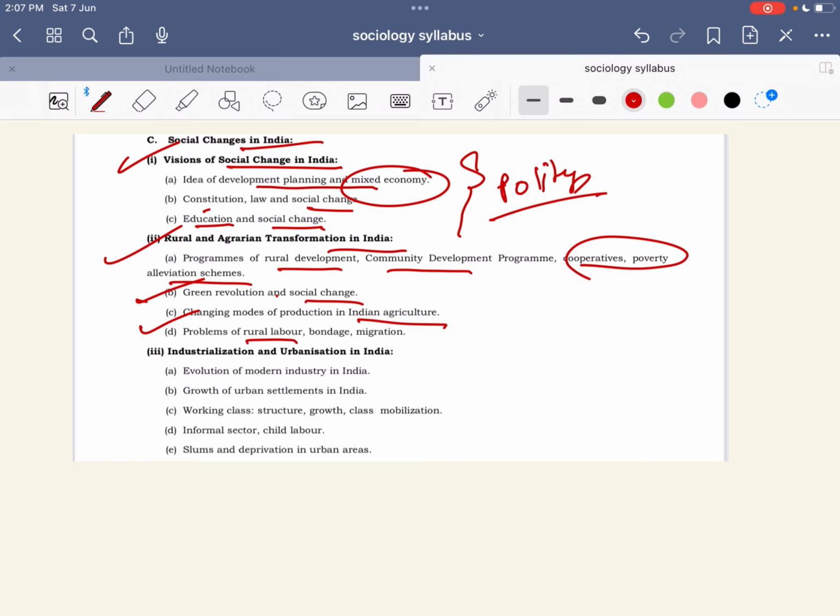Now whenever you are reading the newspaper and you come across a problem of some labor, write it down: what was their problem, where they belong. Understand what I'm saying. So you will have an edge whenever you write answers. Bondage, migration: every newspaper will have these topics, rural labor, bondage, migration. Write it down, so you will have an edge. If a direct question comes on this topic, everybody is going to write an answer and they will all get 5 marks.